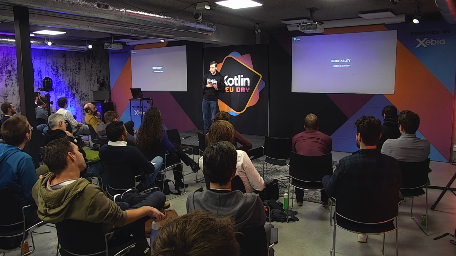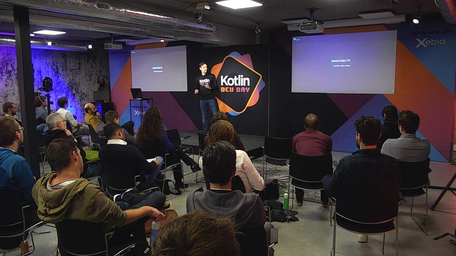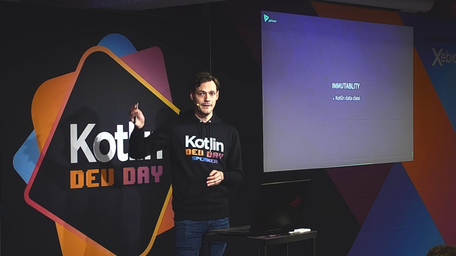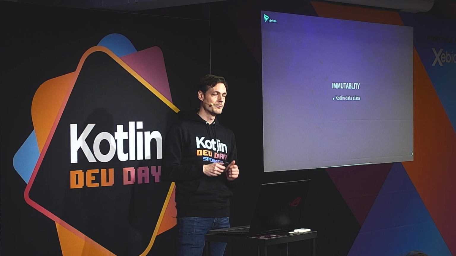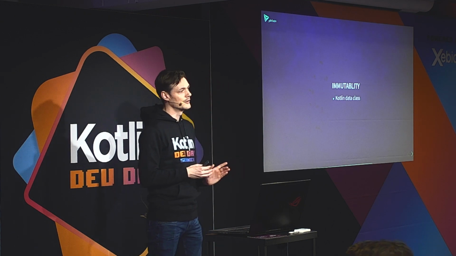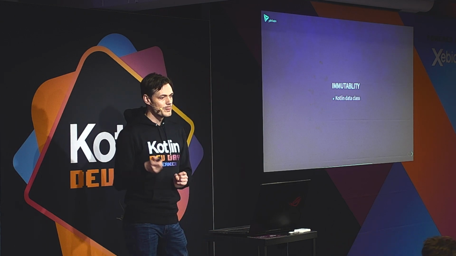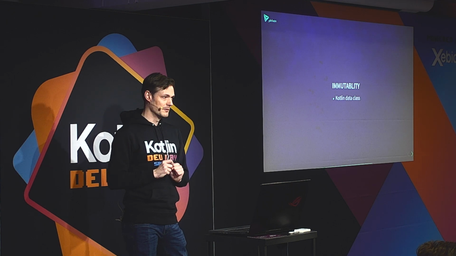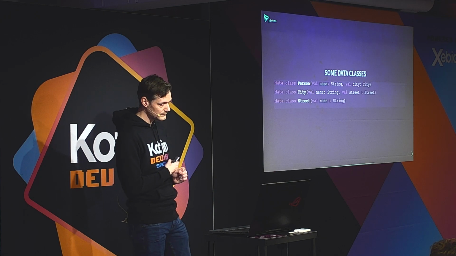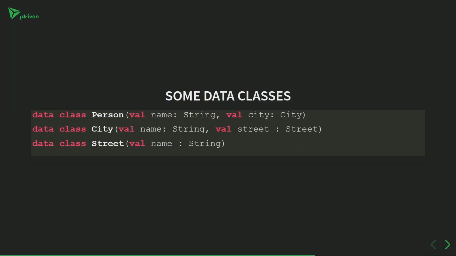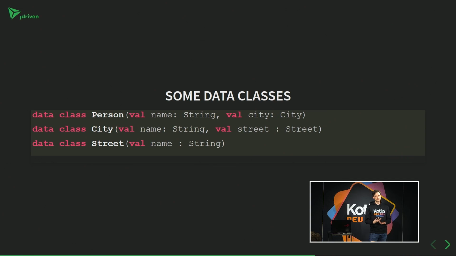So immutability is a really good pattern, and I talk a lot about it. I don't have time to explain all the benefits of immutability, so I kind of assume you all want to write immutable applications. And Kotlin actually supports this very well with the Kotlin data class. So there is one problem with it, however. To see that, let's first create some data classes. So you can create a Person data class, a City data class, and a Street, where a person has a city, and a city has a street, and everything has a name.